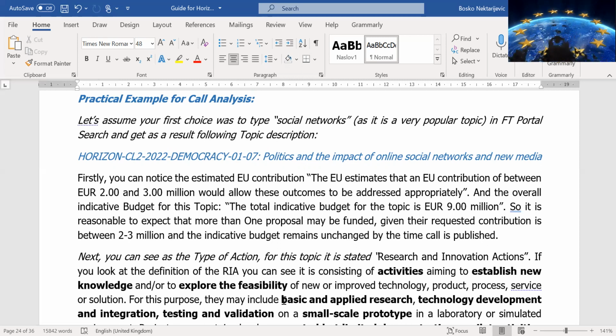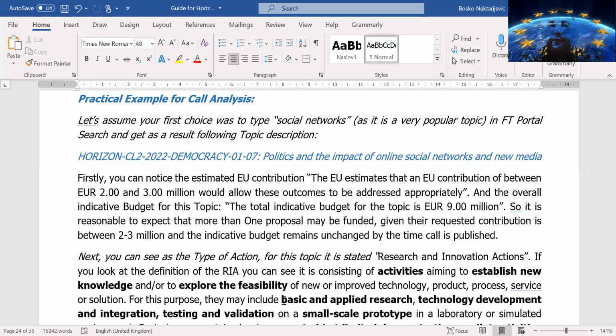And now I'll guide you to the logic. Okay, so I found a call, and there's a lot of text. Now, what should I be looking at? So firstly, you can notice what is planned, estimated EU contribution. And somewhere in the call text, you can find a statement like: the EU estimates that an EU contribution of between 2 and 3 million euros would allow these outcomes, meaning the proposal and project and expected outcomes, which are listed in the text, to be addressed appropriately. Well, that's actually what your project needs to achieve.